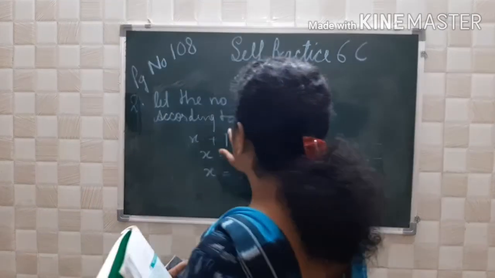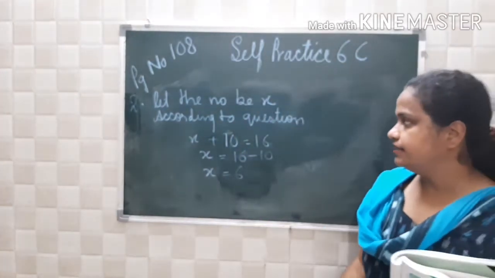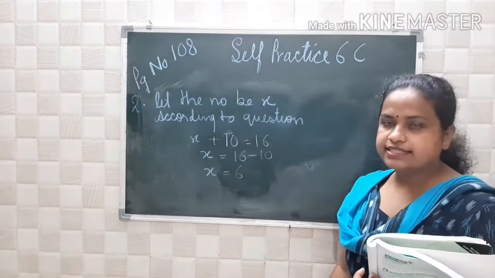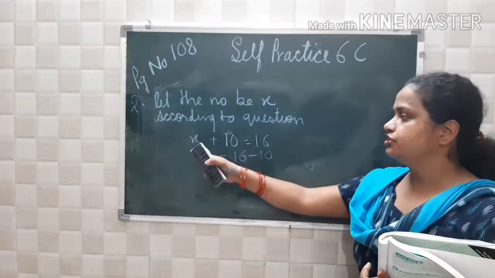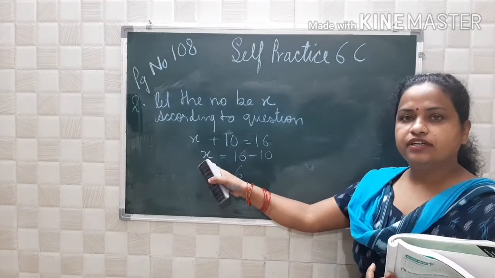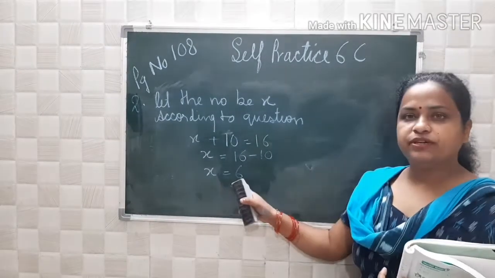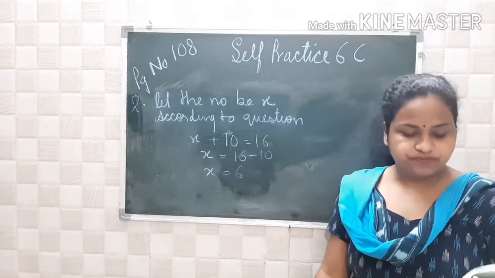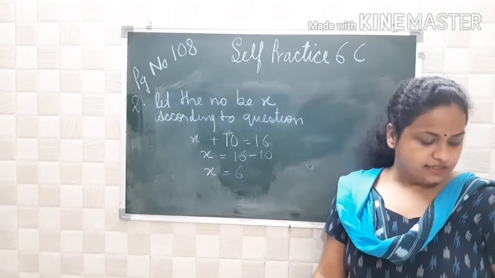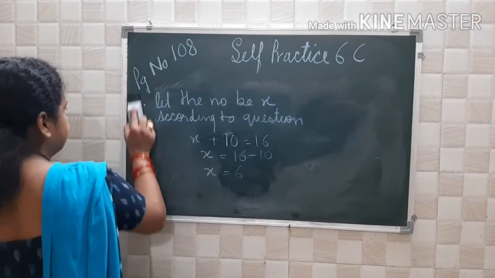So what is given? A number is increasing by 10. You will take the number to be x. Then according to the question, x plus 10 is equal to 16. So what will be your answer here? X is equal to 16 minus 10. X will be equal to 6. Clear? Now see the third question.